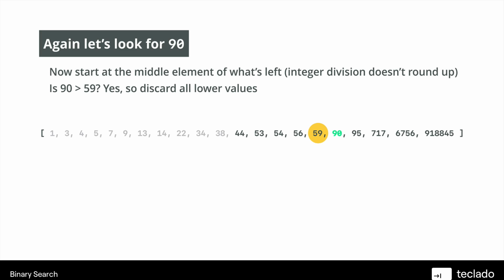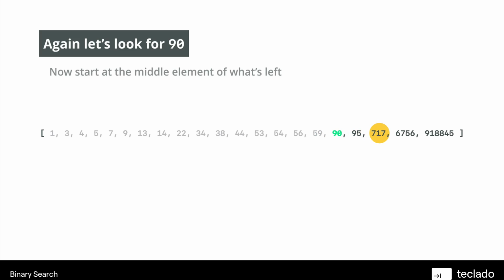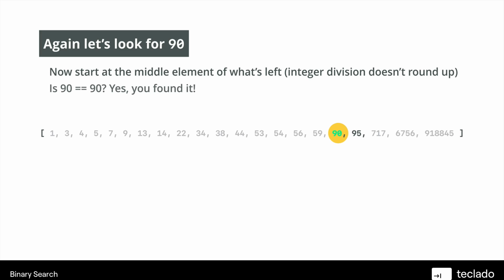So we discard all lower values. 59 and down we can discard, because we know that 90 is not in any of those. Again, we look for 90 by moving to the middle element of what's left. Now we're at 717. Again, you ask yourself the same question: is 90 greater than 717? The answer this time is no. It's less than 717, so we discard all the higher values. Notice now we've got 2 values left, and the next jump takes us to 90, because once again we don't round up, so 2 divided by 2 is 1, which brings us to this index here. We ask ourselves the question again: is 90 equal to 90? And we say yes, so we found it.